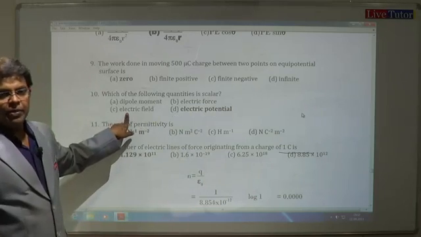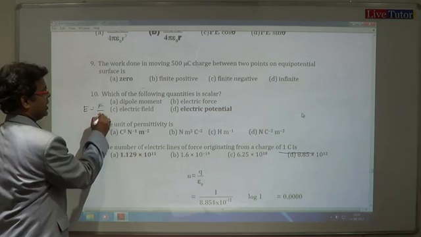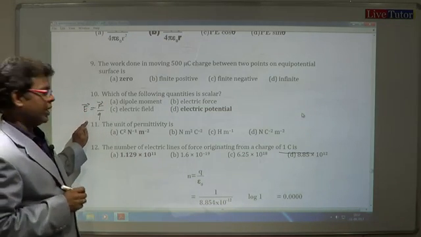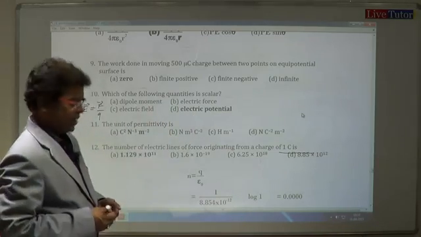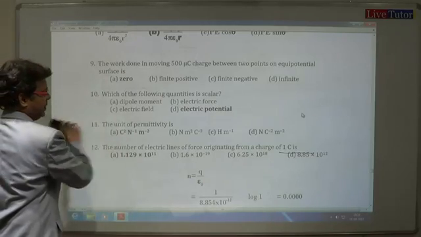Similarly, electric field also, we know that E is equal to F by Q. In F by Q, F is a vector quantity. So definitely E is also a vector quantity. So which of these is a scalar quantity? Definitely electric potential is the scalar quantity, you have to come to that conclusion.